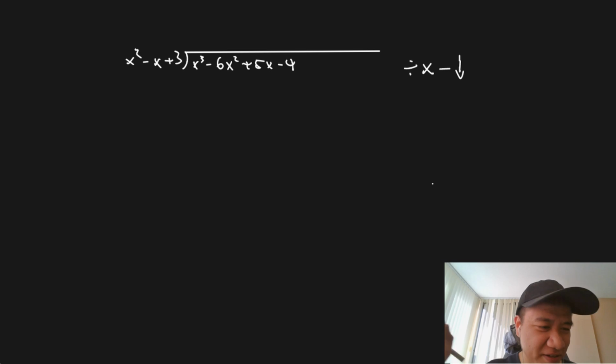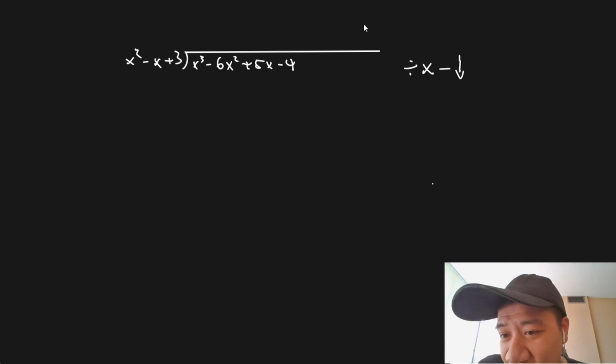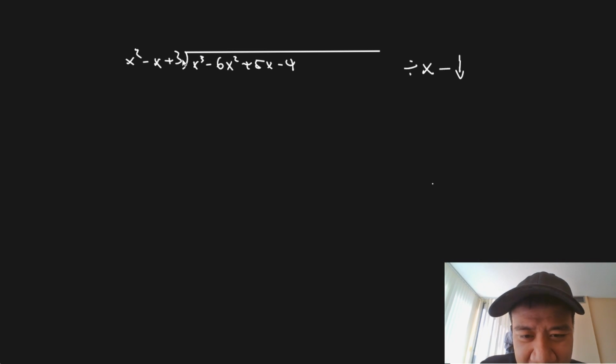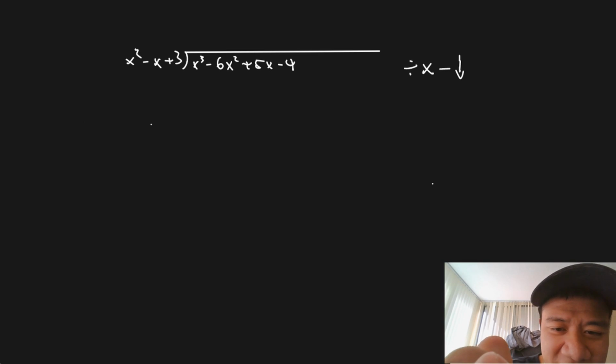Okay, so hopefully we can still read my shoddy writing. So we have this. We still do our division. And just like before, we divide the first term in our polynomial with the first term of the divisor. In this case, since our divisor is x squared minus x plus 3, we divide x cubed with x squared. So what we'll have is x at the very top.